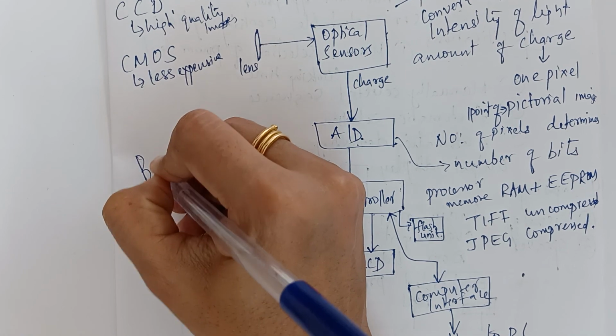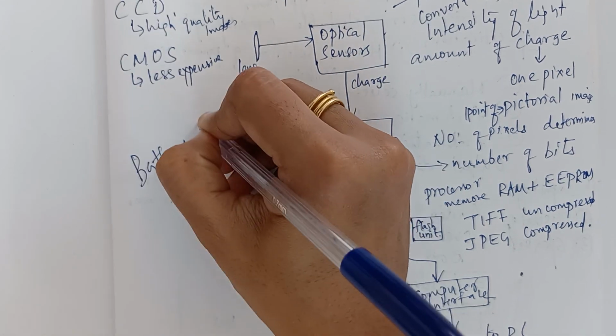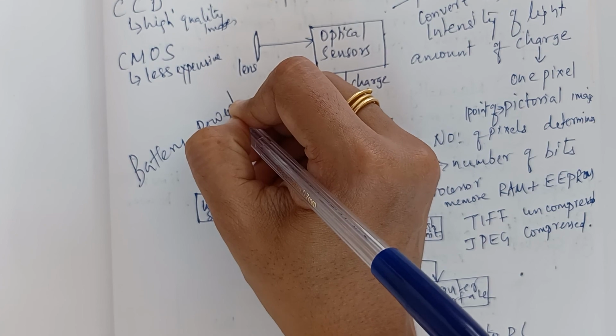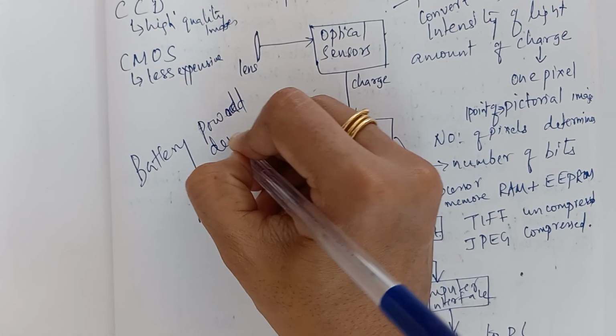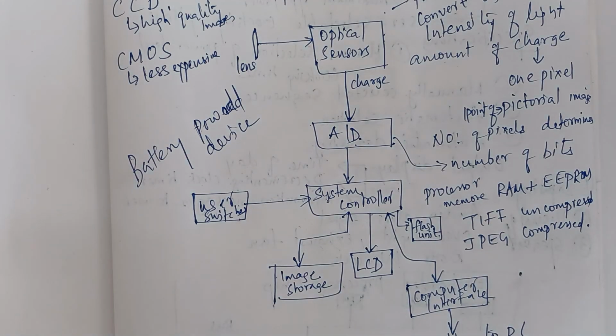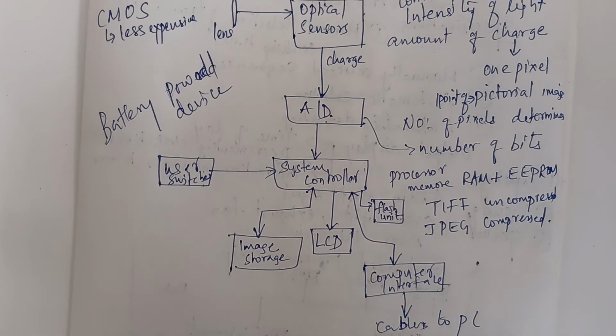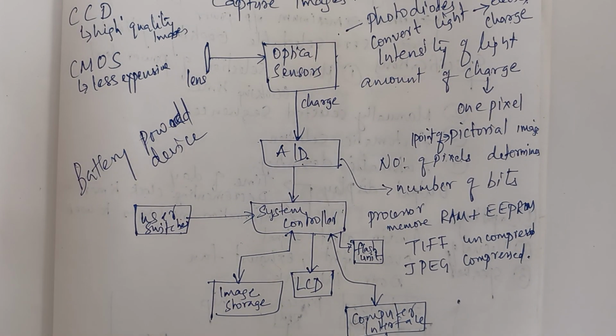The camera, or the embedded system, is a battery powered device rather than an electricity powered microwave oven, refrigerator or washing machine, etc. Here this is a battery powered device. And typically the processor consumes less power than the display and the flash units used in the camera.